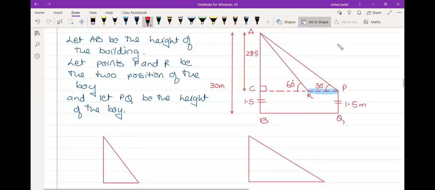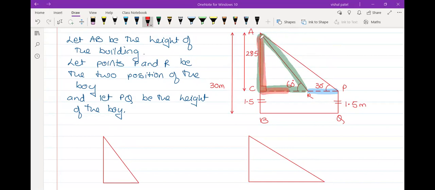Okay. Now, students, I want you to see the figure and tell me which are the two right angle triangles. Can you tell me? Sir, ACR and ACP. Correct. Students, all of you, this is the most important thing. Without this, our sum will go wrong. Understood this, students? The green triangle and the red triangle. These are the only two right angle triangles here.